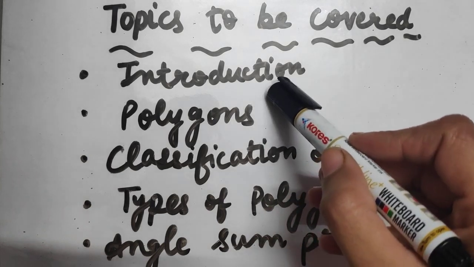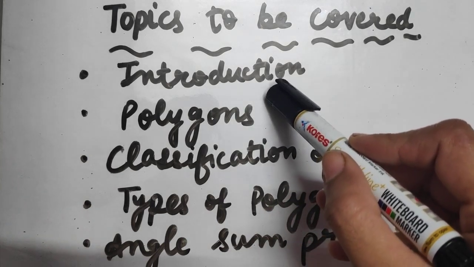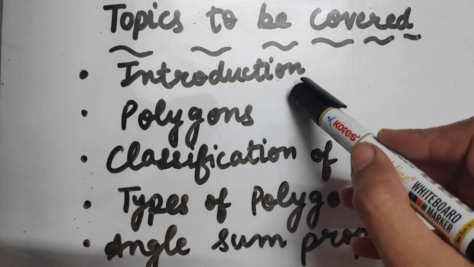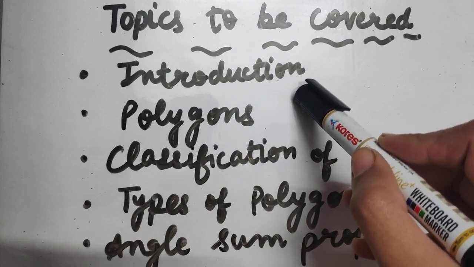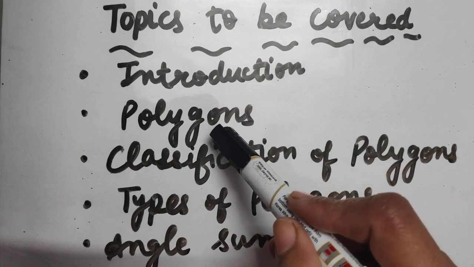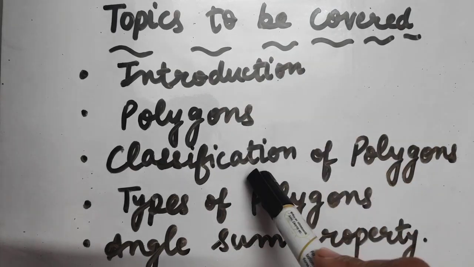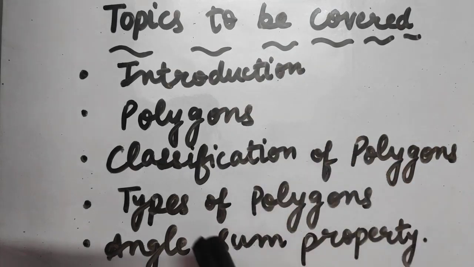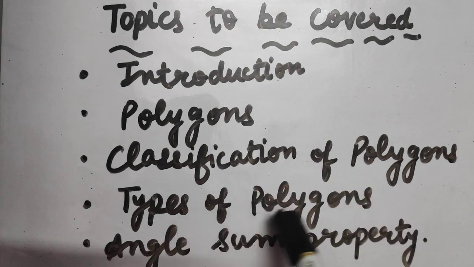Firstly, we shall have the introduction of this chapter number 3. In this introduction part, I shall discuss about curves. Then further, I shall move to the discussion of polygons, classification of polygons. Then we shall move to types of polygons and angle sum property of polygons. So these are all the topics which we will be covering in this lecture number 1. Let us see the introduction part.